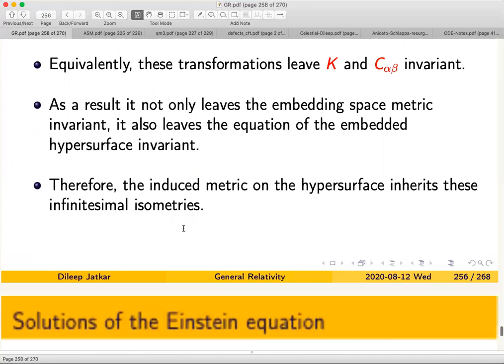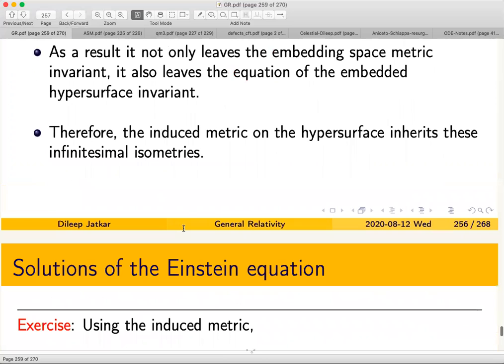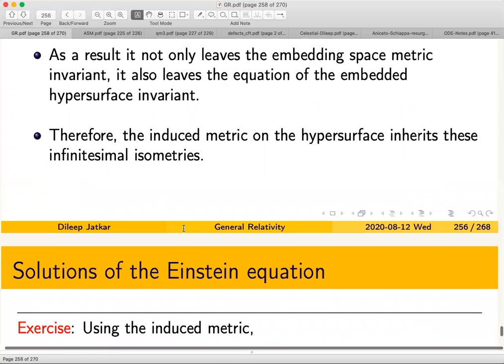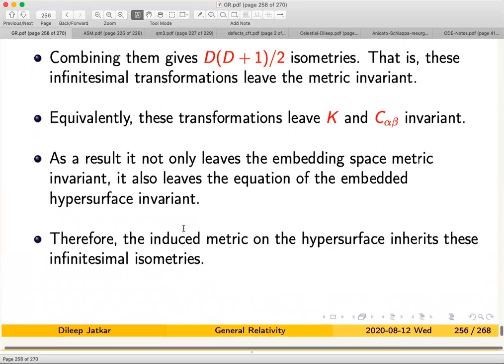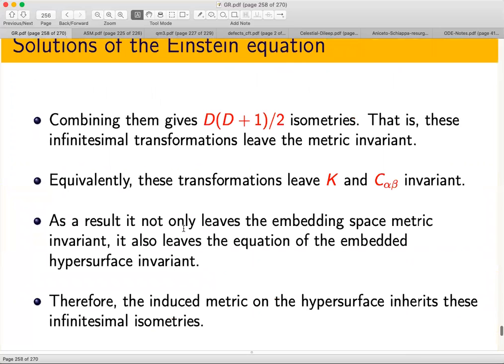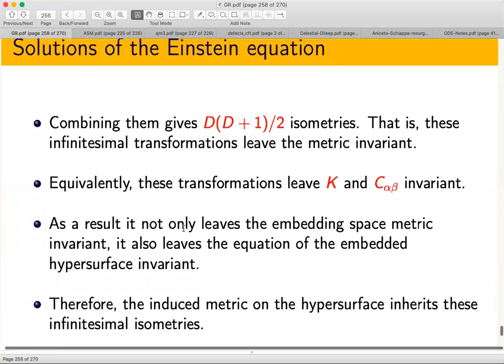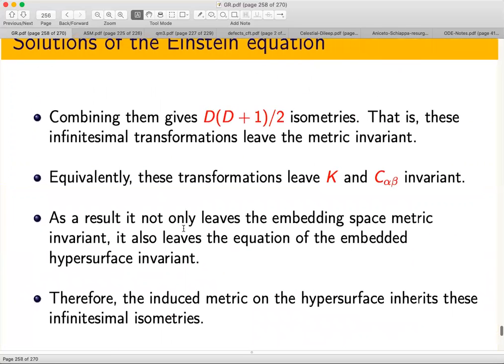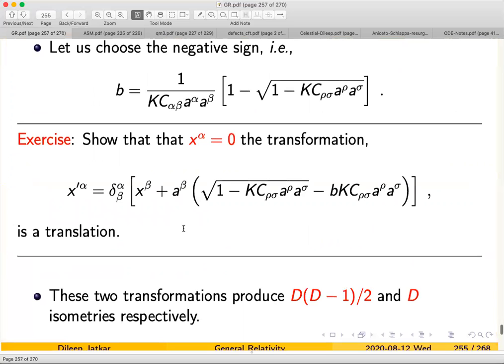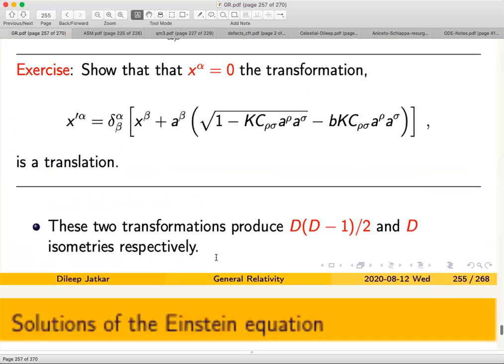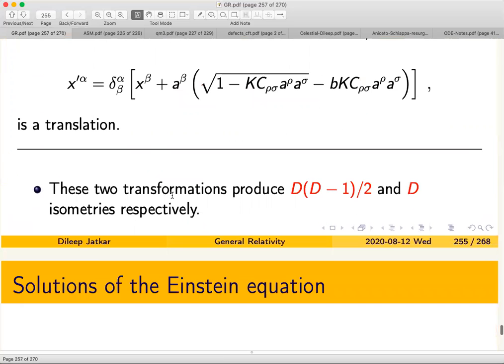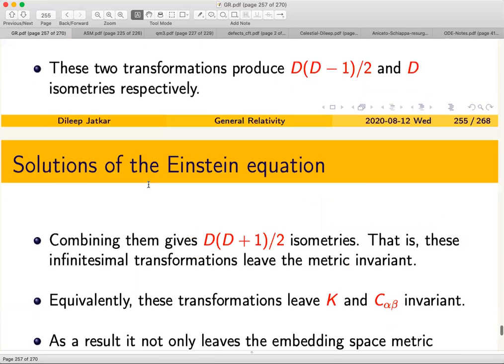To explicitly see this, one can just put primes on x's and c's and k's, where k prime is k, c prime is c, and for x prime we use this transformation, this and the other one. Once you substitute the value of b here, it's trivial to see why it's a translation.